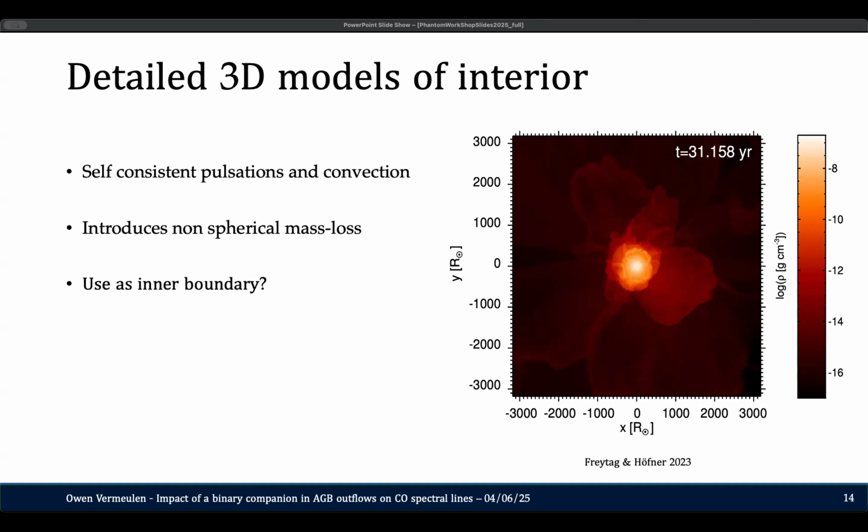And so if we were able to somehow use this as an inner boundary or somehow mimic this kind of structure to begin with, and then also combine this with a binary companion, I hope that we can get very close to the complexity that we also see in the observations. And that is it. Thank you for listening.